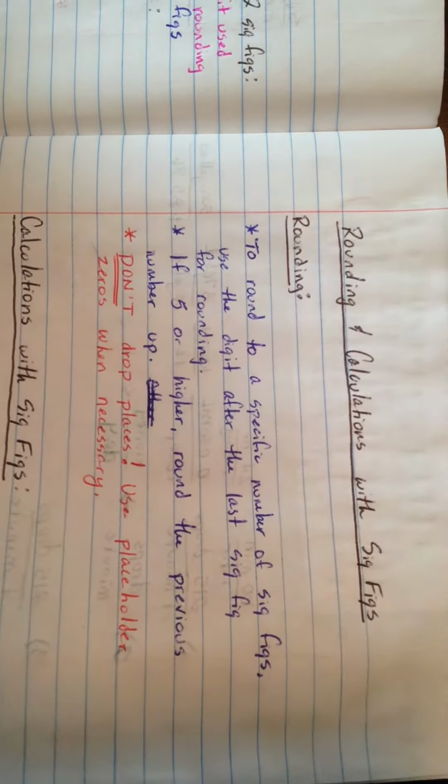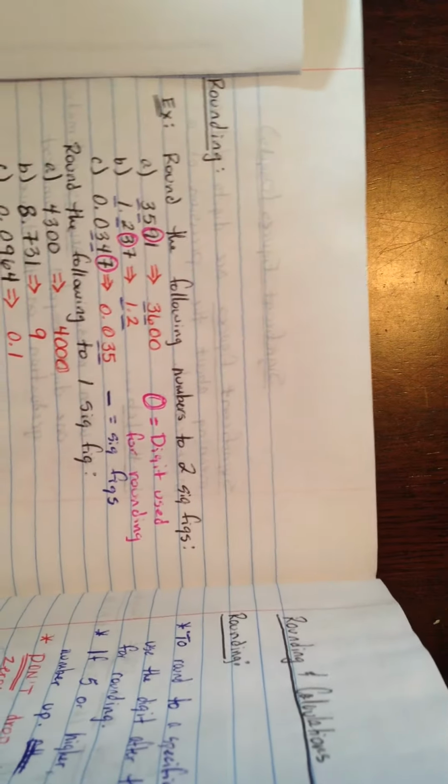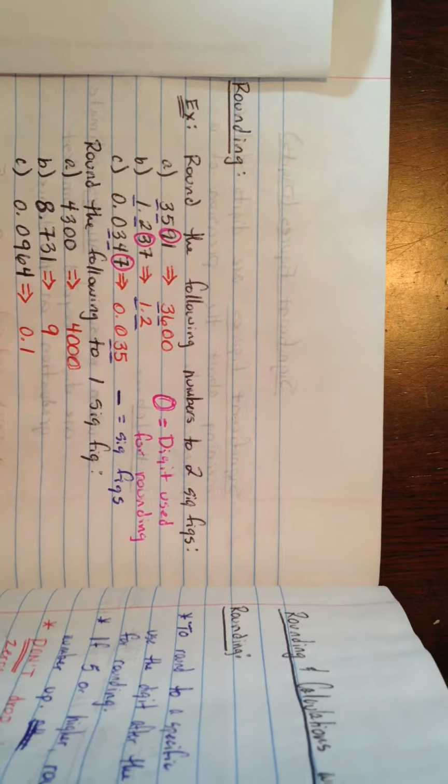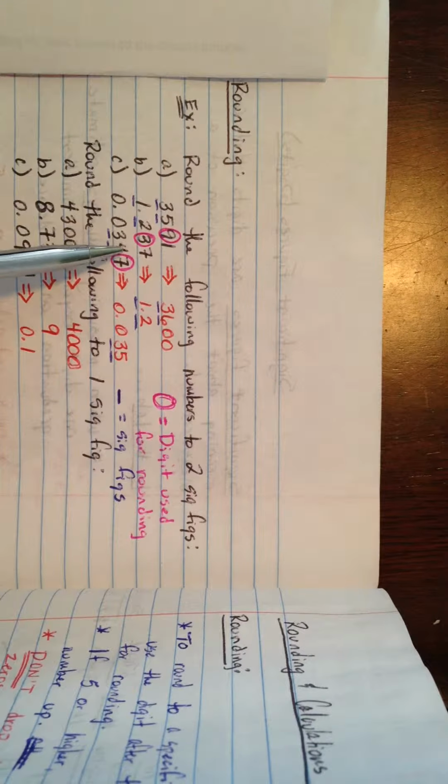So we're going to look to the left, and we're going to look at a few different examples of rounding with significant figures. For A, B, and C here to start, for the first three, we're going to round all of these to two significant figures.